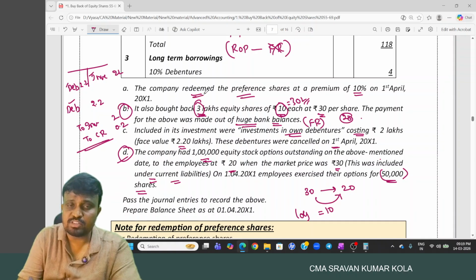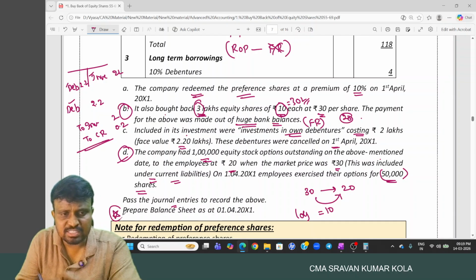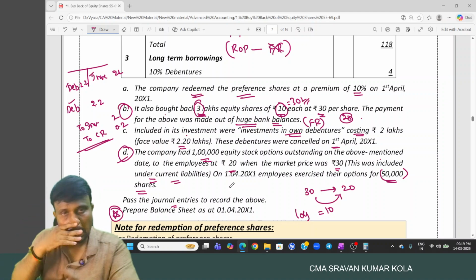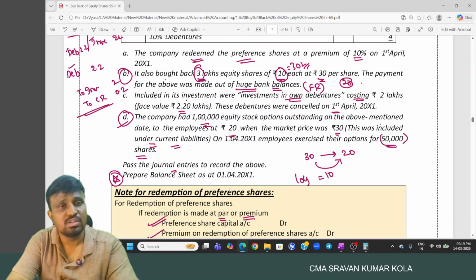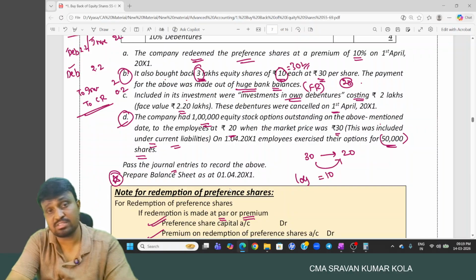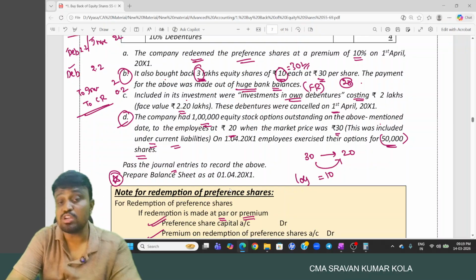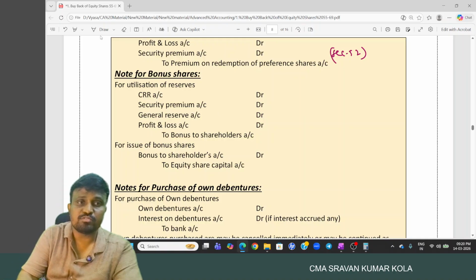So we wrote the entries for redemption of preference shares, buyback, cancellation of investment in own debentures, and ESOPs. The balance sheet I didn't discuss here, just follow the schedules. Okay. This is an important question: redemption of preference shares, buyback, cancellation of investment, and ESOPs. Sometimes you may also have a point from bonus shares.